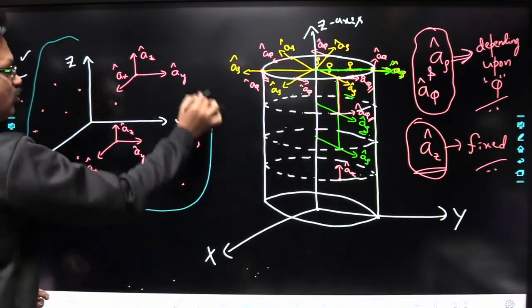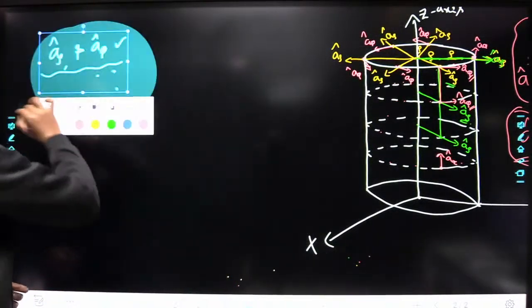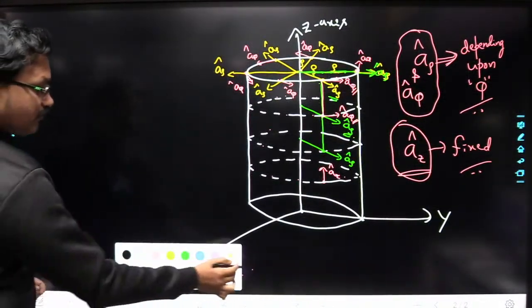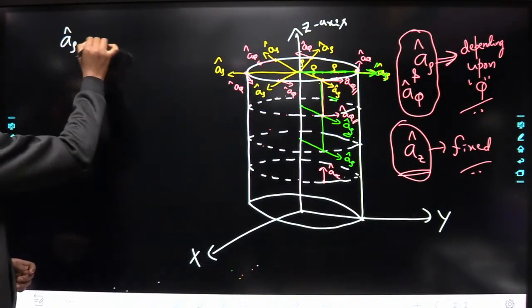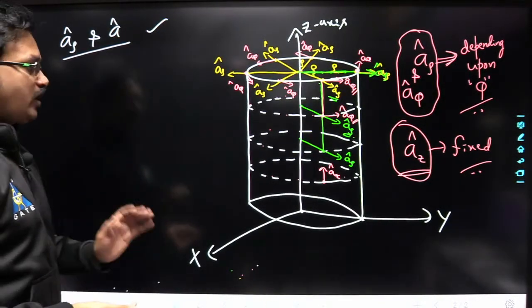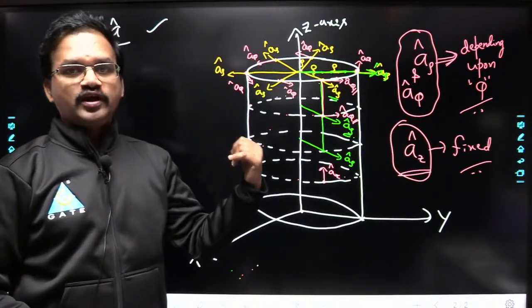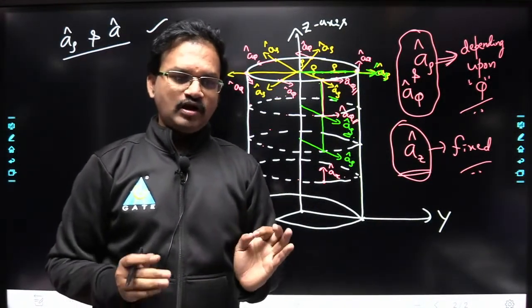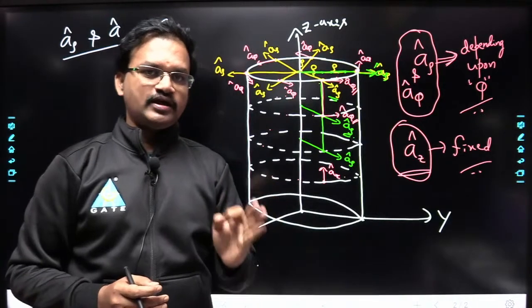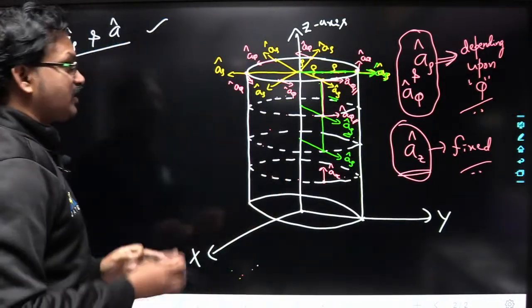So I hope it is clear up till now. Okay. So now see here. Now we want to determine the dependency of a_rho cap and a_phi cap on phi. How they are depending upon phi, that's what we have to determine. So I will tell you a simple procedure to determine this dependency. Whatever we are doing now, for each and every step I am going to give you the reasoning. There will be a logic for each and every step. We don't write any step blindly. For each and every step it is going to be crystal clear.